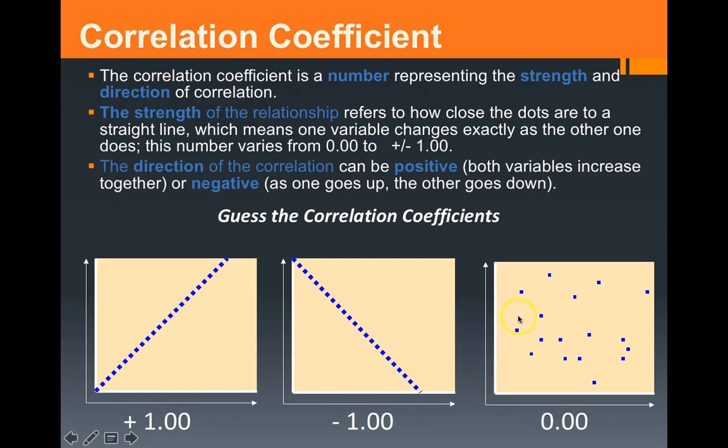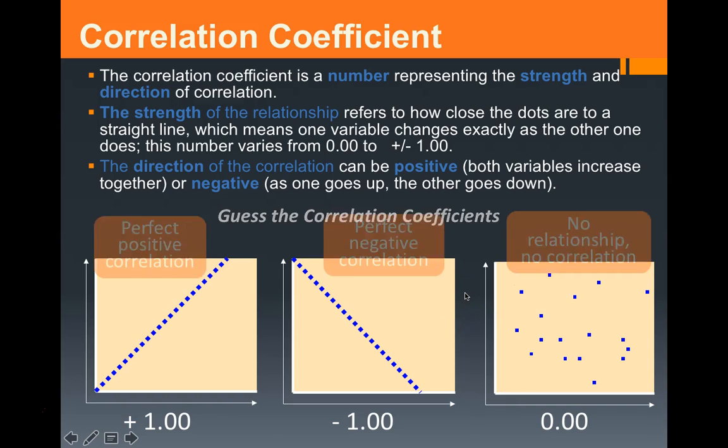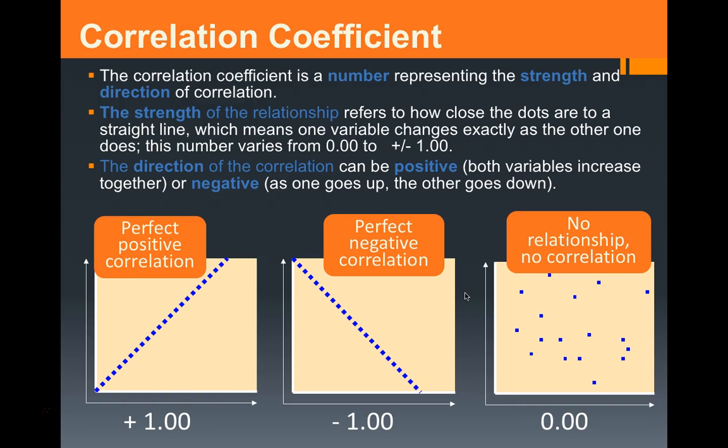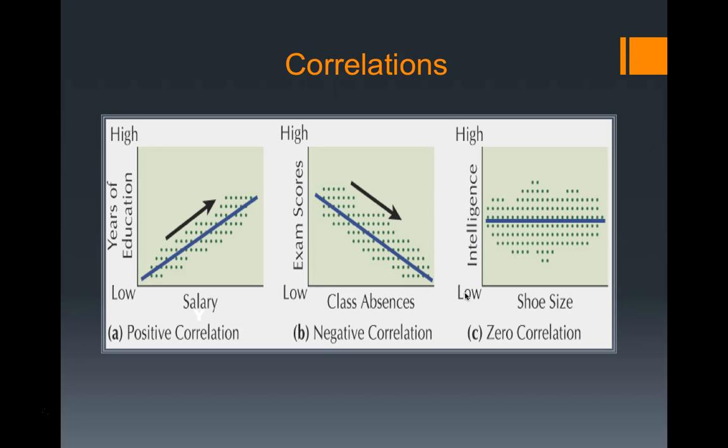Okay, and here's a scatter plot that indicates no relationship at all. You can see that there's no systematic relationship among these variables. So the R, when we crunch the numbers, we'd get a correlation close to 0. Now, here's some examples of correlations.